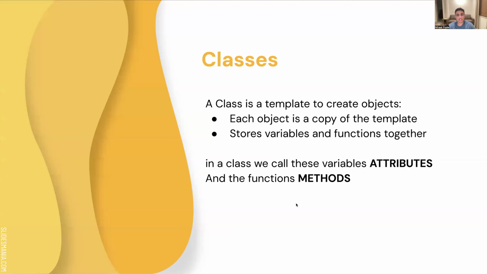So a class is a template to create objects. Each object is a copy of the template. It stores variables and functions together. So it's kind of like making a template that can be built upon quite flexibly. In a class, we call these variables attributes, and the functions are called methods.